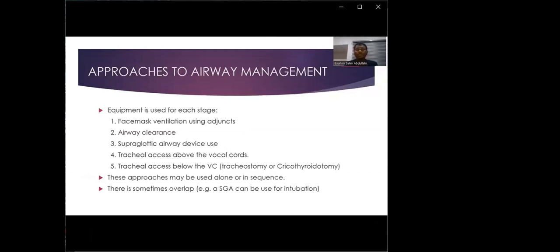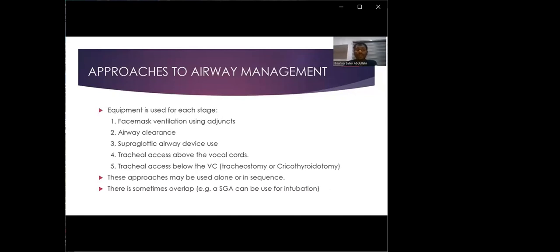So there are different approaches used in airway management, and for each approach, there is equipment used. These approaches are: 1, face mask ventilation with or without adjuncts; 2, airway clearance; 3, supraglottic airway device use; 4, tracheal access above the vocal cords, that is endotracheal intubation; and 5, tracheal access below the vocal cords, which is also referred to as surgical airway, which can be in the form of cricothyroidotomy or tracheostomy.